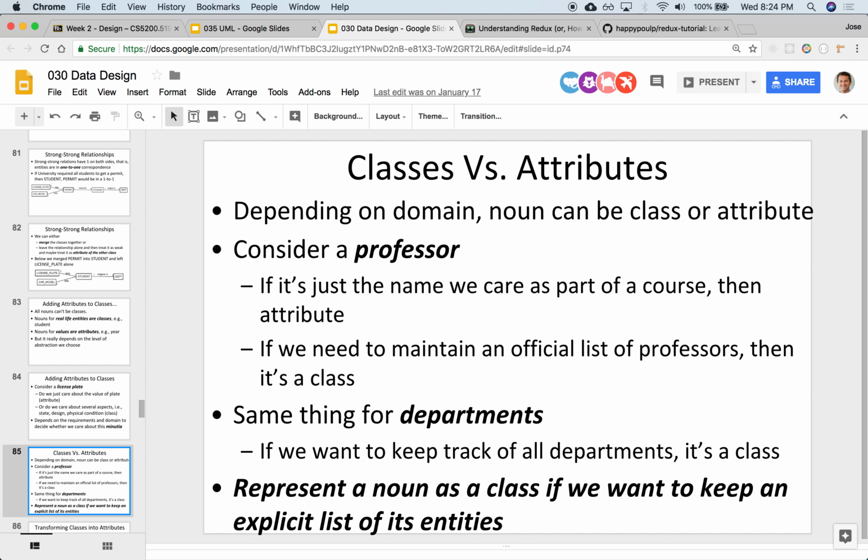Same thing with the professor. The professor can go as an attribute of the section. The license plate could go into the permit. The car model could also go into the permit. Things that used to be classes can now become attributes.